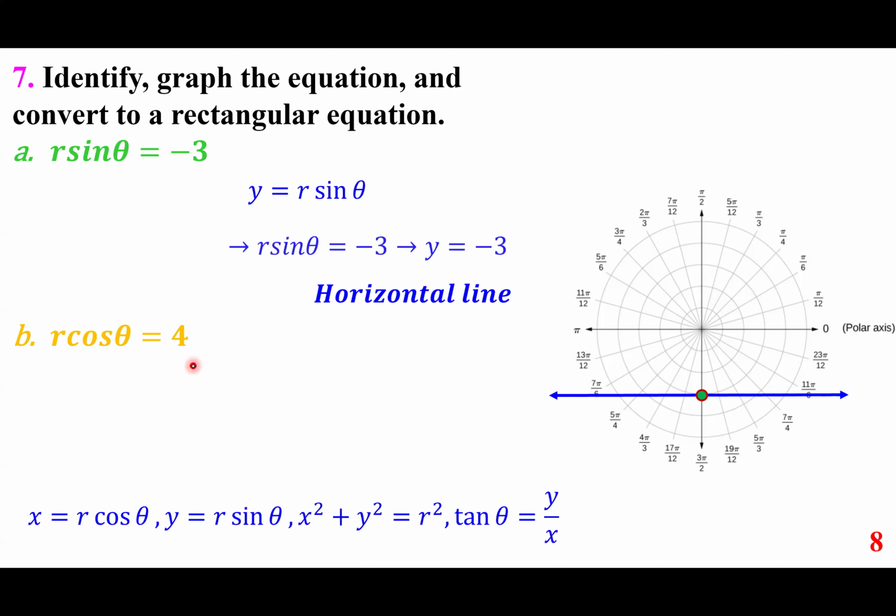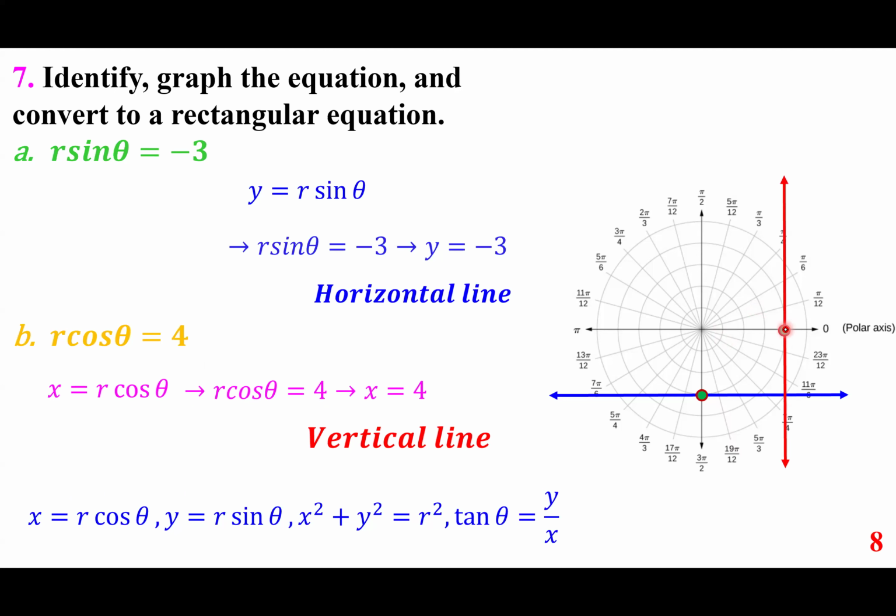R cosine theta is x. Therefore, this is x equals 4, which is a vertical line. And so x equals 4, you tick mark 1, 2, 3, 4 tick marks, and you draw a vertical line.